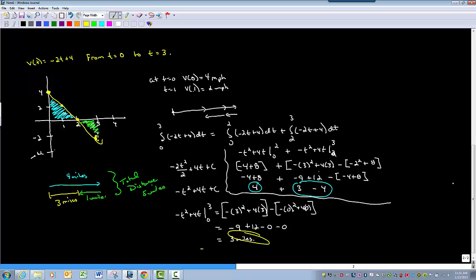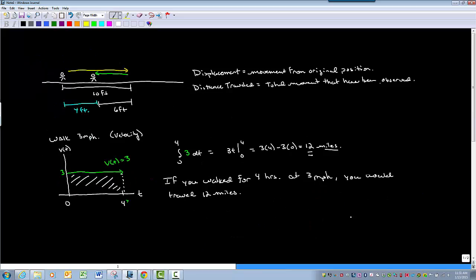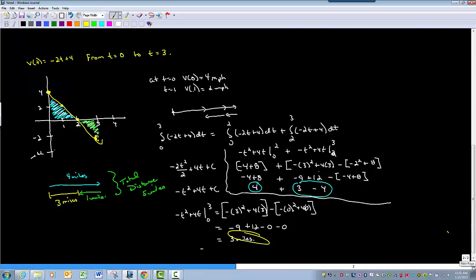Now, what's the general formula that we need to use here? Well, if we want to find the displacement on a time interval from A to B, that's equal to the integral from A to B of the velocity function dt. If you want to find the total distance traveled, that's equal to the integral from A to B, but we have to take the absolute value of the function.